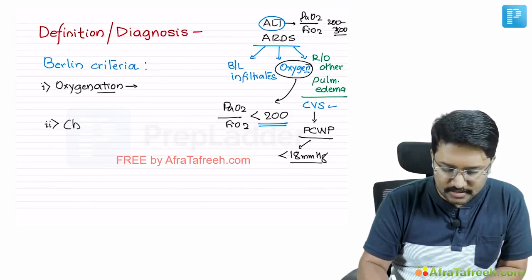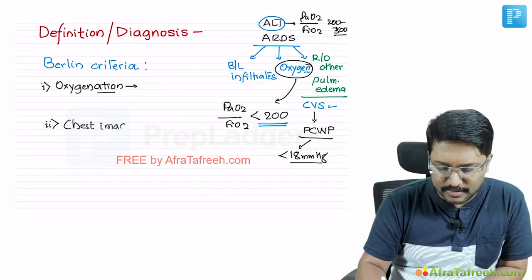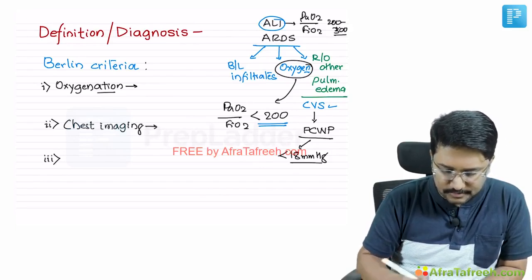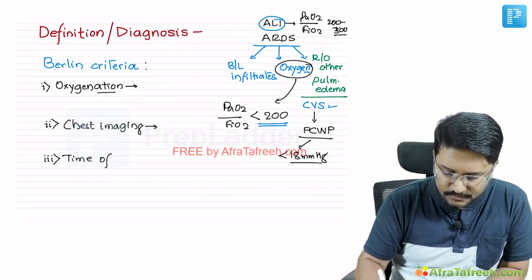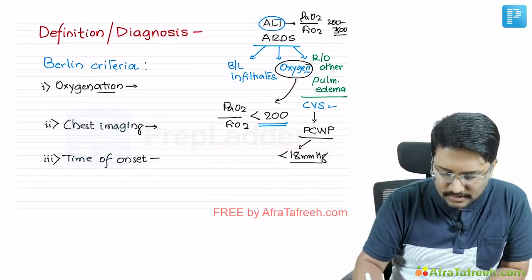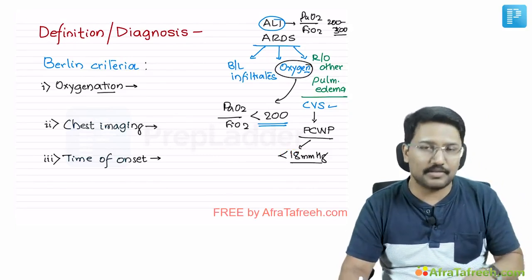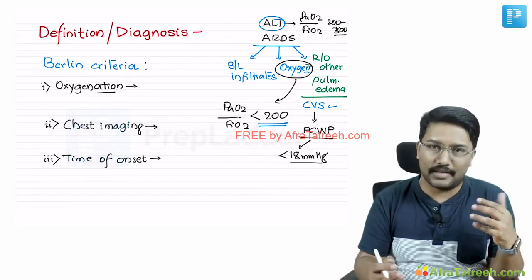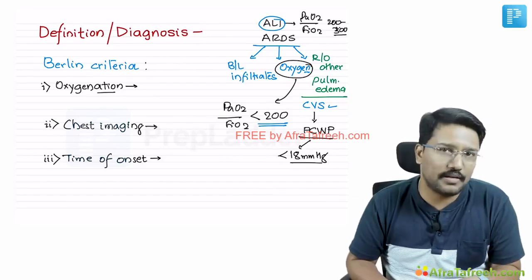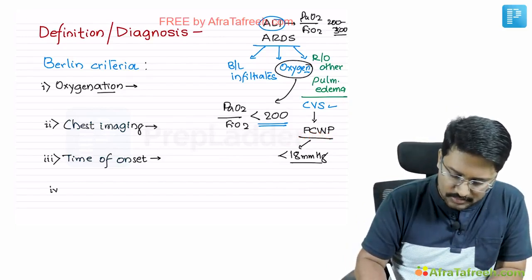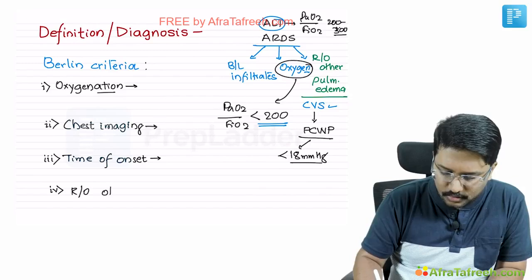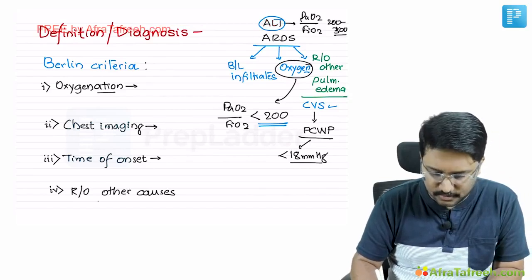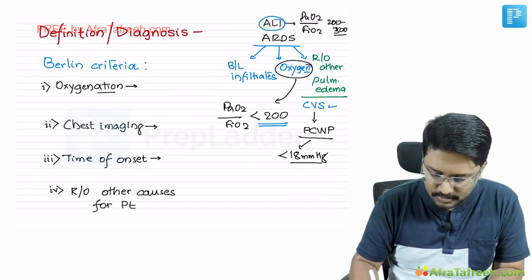The second thing we will be looking at is chest imaging, to say that the entity is bilateral and not unilateral. The third criterion is the time of onset. This is particularly important: the time of onset of respiratory distress, respiratory symptoms or hypoxia after the clinical insult. So there should be a temporal correlation between the development of the clinical insult and the development of respiratory distress. Okay. Now the fourth thing is ruling out other causes for pulmonary edema. This is where we are now differing from the previous version of the diagnostic criteria.